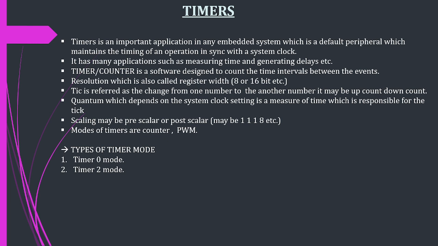The tick is referred to as a change from one number to another number. It may be an up count or a down count. Quantum, which depends on the system clock setting, is a measure of the time which is responsible for the tick. Scaling may be a pre-scaler or a post-scaler. Modes of the timers are counter and pulse width modulation. The types of timer modes are timer 0 mode and timer 2 mode.